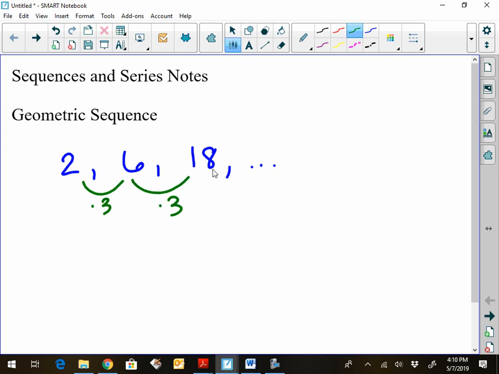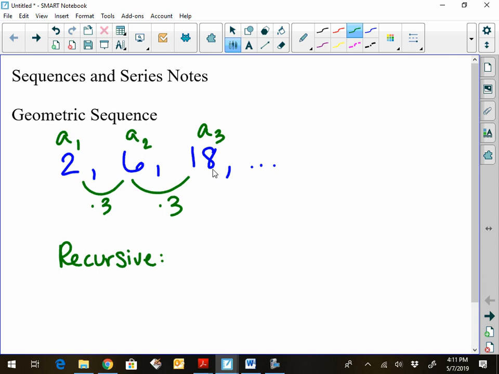So now that we've already talked a little bit about writing this in the explicit form and writing this in the recursive form, we're going to try to figure out how this would look for a geometric sequence. So, first of all, we know that our first term would be a sub 1, our second term would be a sub 2, our third term would be a sub 3. So if we're looking at our recursive form, that's usually easiest to find.